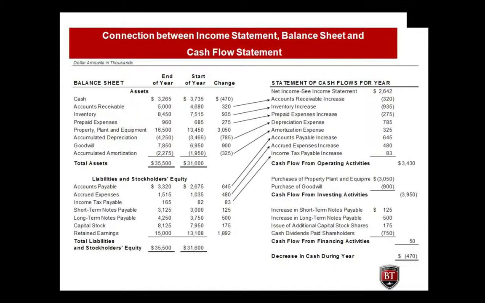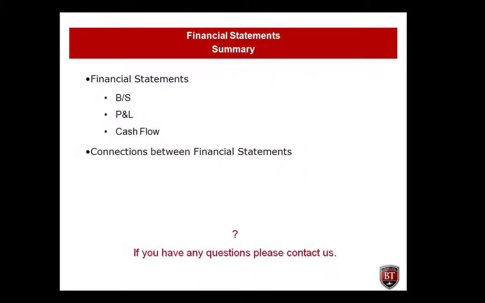Accrued expenses. Virtually the same as accounts payable, not paid. 1,515. Paid. 1,035. It's a balance of positive 480. Income tax. The net effect of positive 83. To sum up, there is a positive cash flow balance from operating activities.